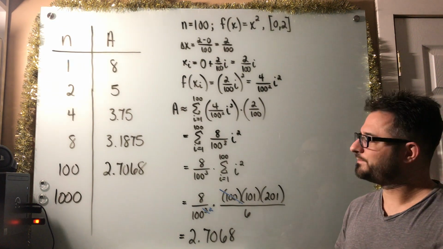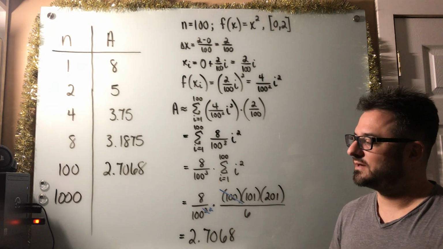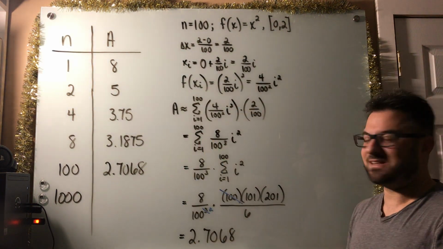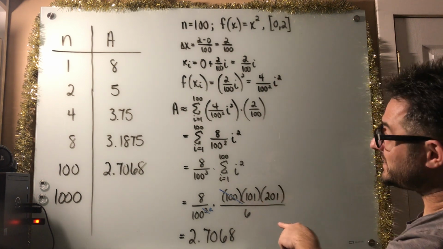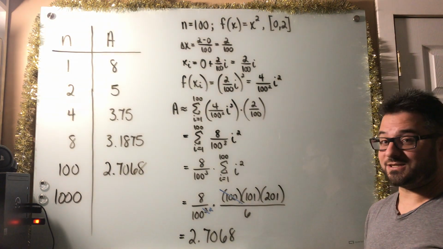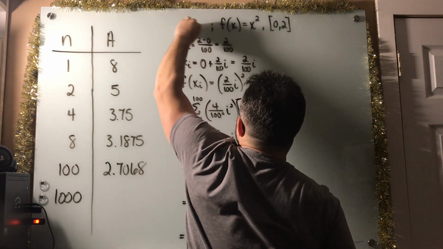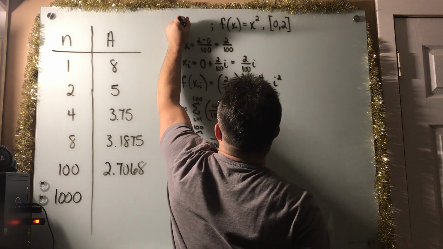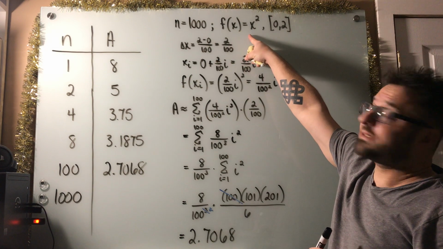So we do that. Let's go to 1,000 rectangles. Again, if 100 was daunting, 1,000 rectangles by hand, utterly ridiculous. But here, it's just a matter of changing some of the values. N changes, certainly. But the function is still the same.